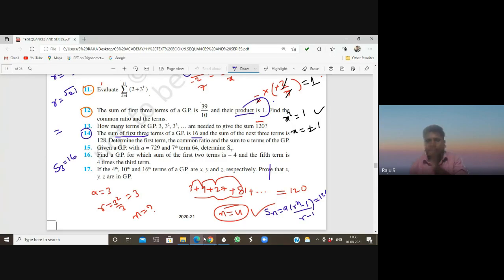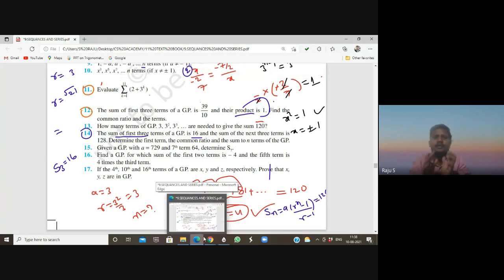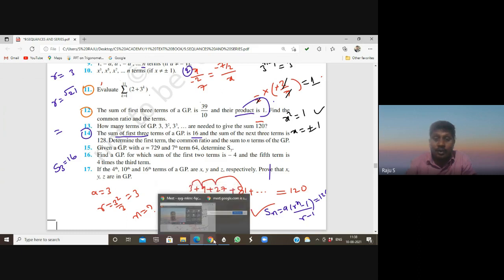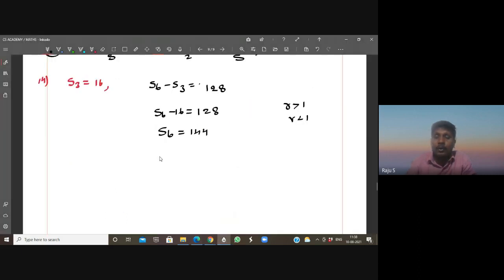Okay, students, one more question. Do they mention any product in this question? No, sir. When they do not mention the product, don't take A by R, it is somewhat difficult. In this case, simply S3 means the first three terms you can consider as A, AR, AR square. Students, is it clear?